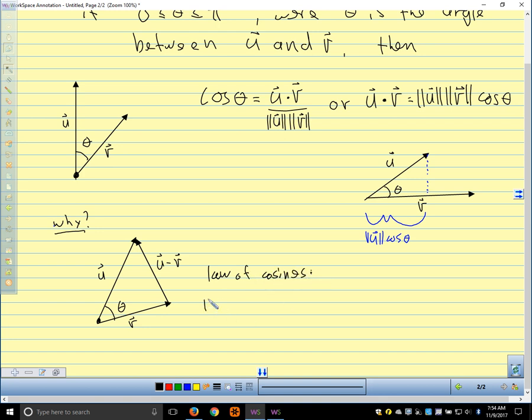From the law of cosines, the magnitude of u minus v squared is the magnitude of u squared plus the magnitude of v squared minus 2 magnitude of u magnitude of v cosine theta. That's the law of cosines applied to that triangle.